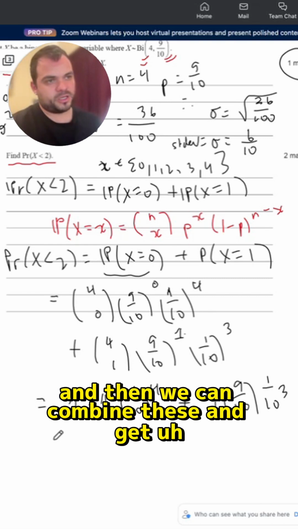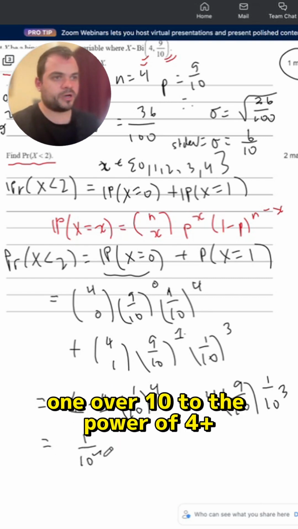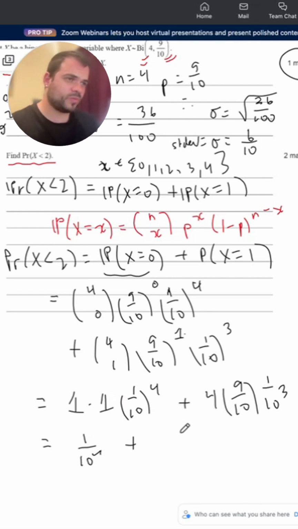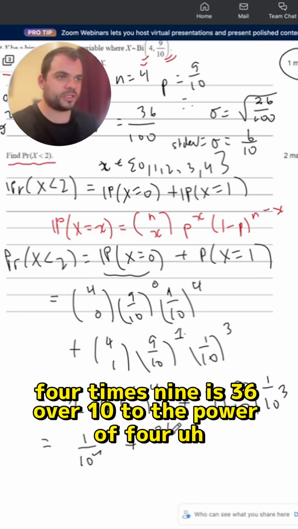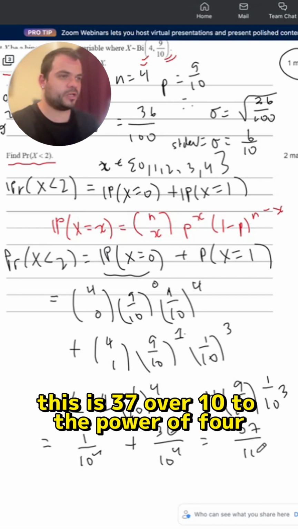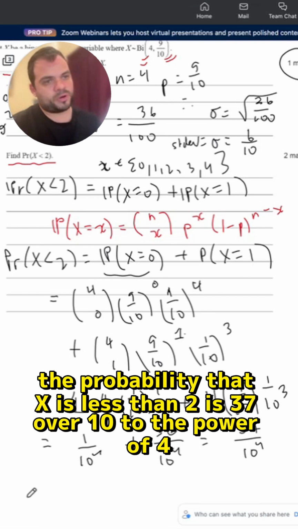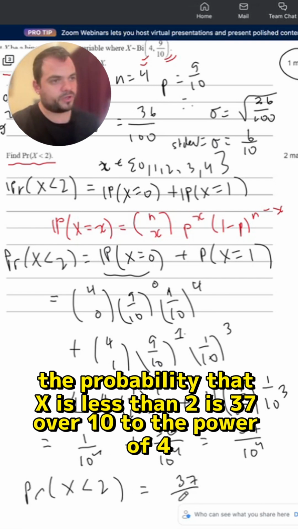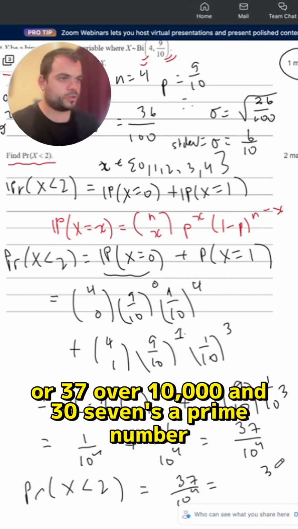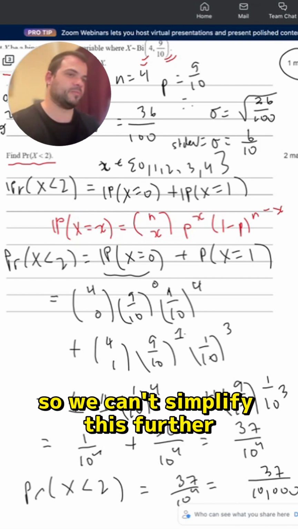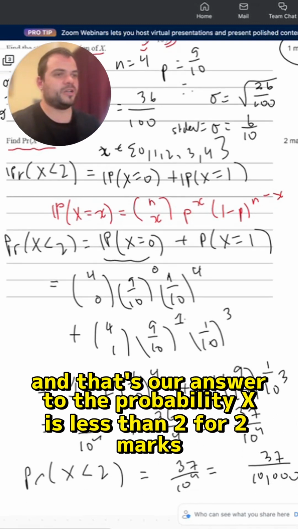So, and then we can combine these and get 1 over 10 to the power of 4 plus 4 times 9 is 36 over 10 to the power of 4. This is 37 over 10 to the power of 4. So the probability that x is less than 2 is 37 over 10 to the power 4, or 37 over 10,000. And 37 is a prime number, so we can't simplify this further. And that's our answer to the probability x is less than 2 for 2 marks.